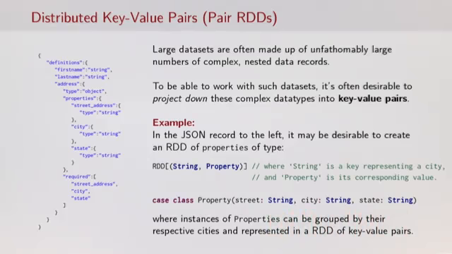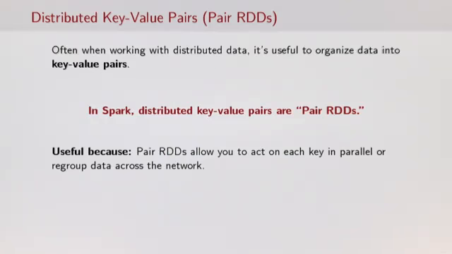So you could imagine that given a bunch of these properties, it could be desirable to group them by their cities as the key, to do computations then on these groupings of properties by city. This is one scenario where on a large dataset, manipulating your data into a key-value pair might be desirable. As alluded to earlier in the session, in Spark, we call these distributed key-value pairs pair RDDs.